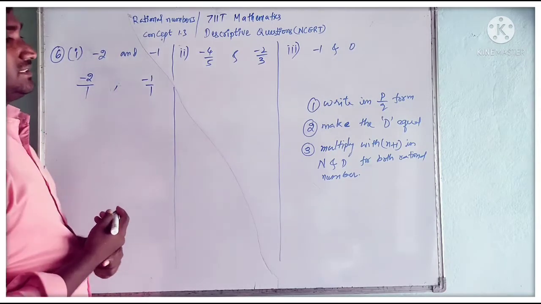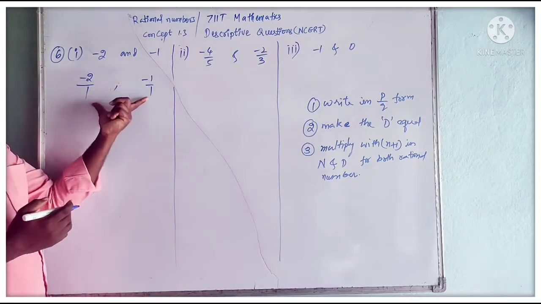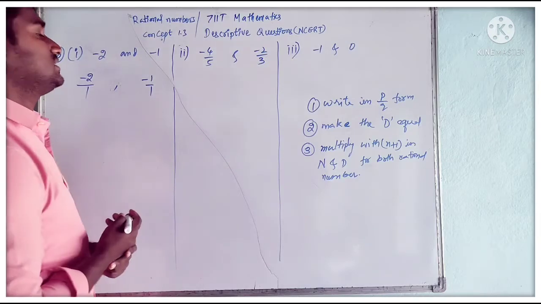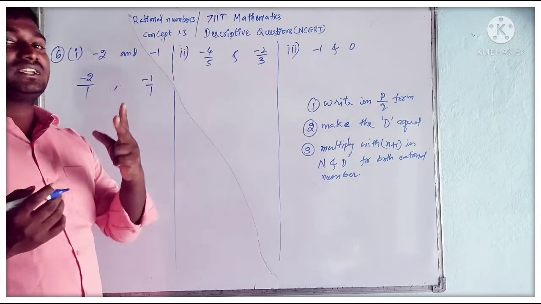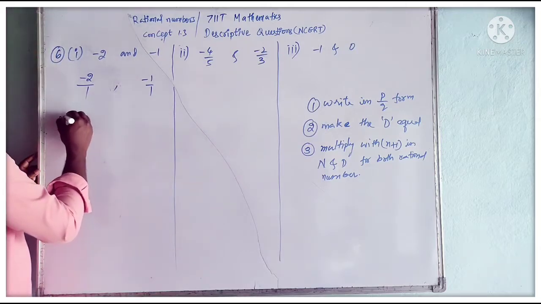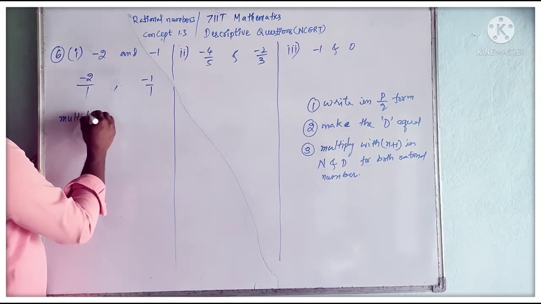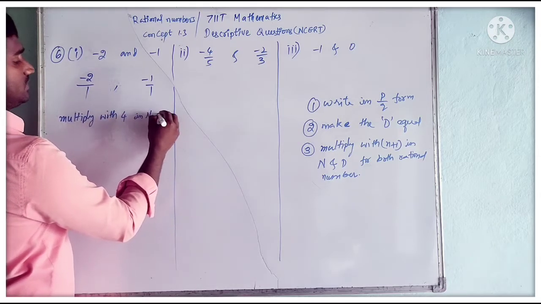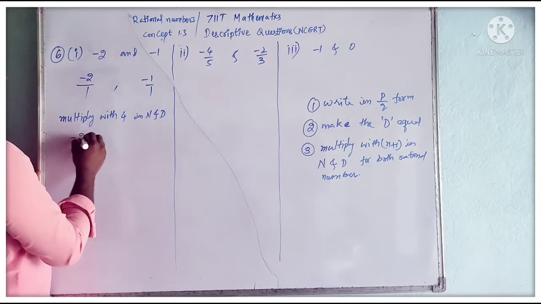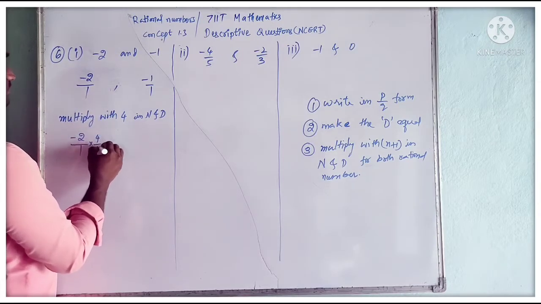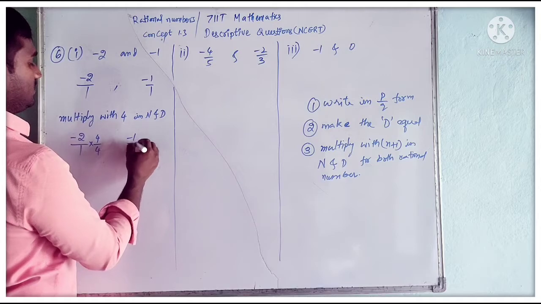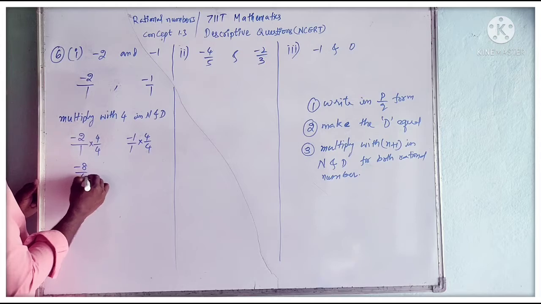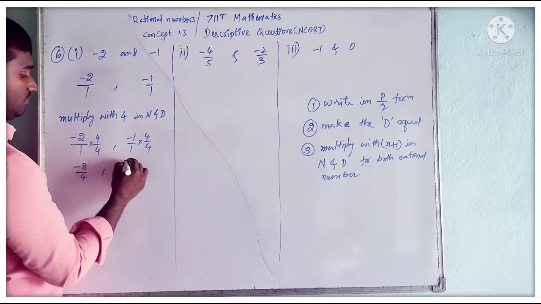Next, make the denominators equal. Already we have equal denominators, so the second step is finished. Third step, multiply with n plus 1. How many rational numbers do we need? 3 rational numbers, so multiply with 4 in numerator and denominator. So it becomes minus 2 by 1 into 4 and minus 1 by 1 into 4. Then it becomes minus 8 by 4, comma, minus 4 by 4.